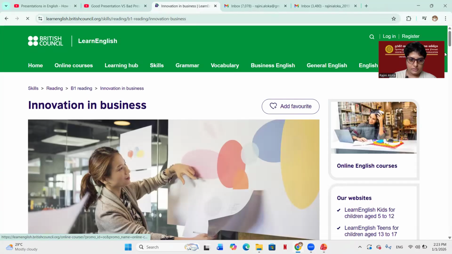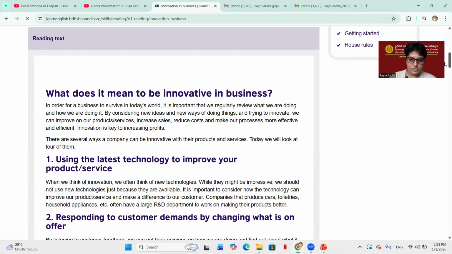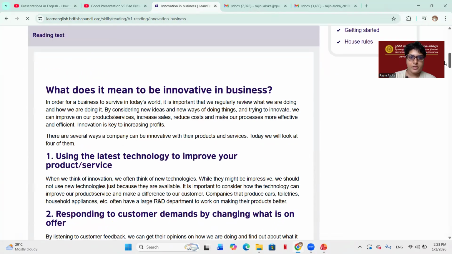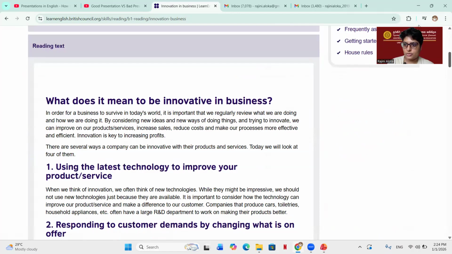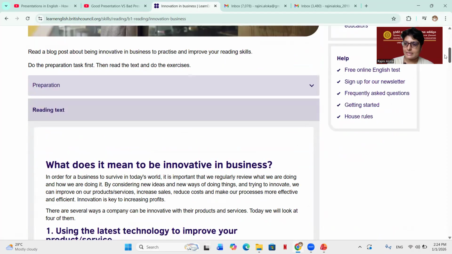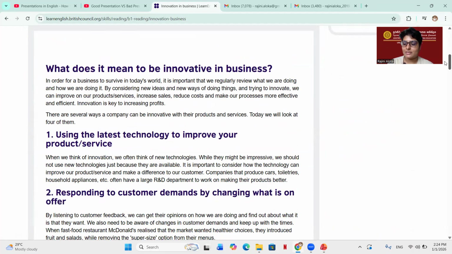We have a comprehension. So what we are going to do is go through this comprehension and make a presentation using the points here. It's about innovation in business. Let's go through the comprehension, take the points, make slides, and try to practice presenting this.